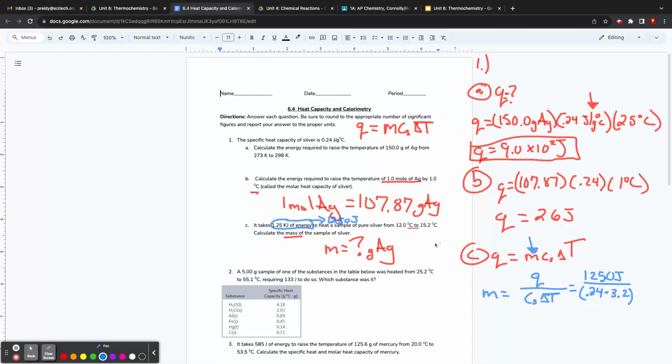The reason why we have to do that is because the value of the specific heat capacity given to me, which was all the way up here from the original problem, was 0.24 joules per gram degree Celsius. Again, we need our units to match. Then I'm going to divide that by 0.24 times delta T, which in this case is 3.2. Our mass then is equal to 1,630 grams of silver, or we could say 1.63 kilograms of silver. Either would be correct.